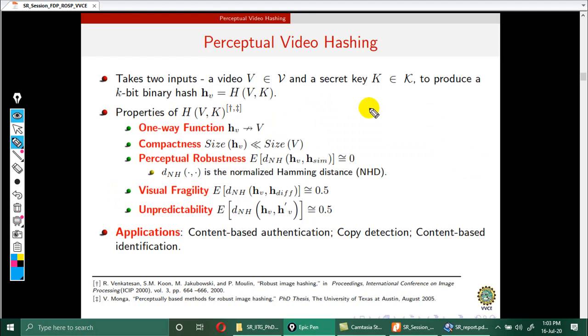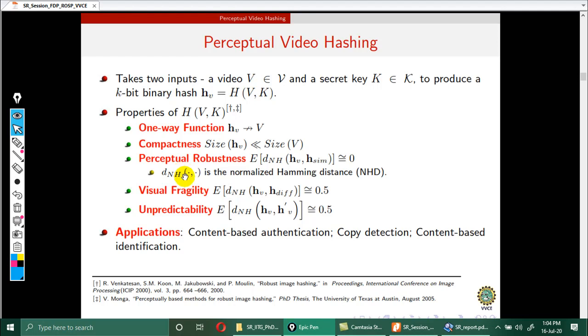What are the desirable properties? It should be a one-way function. That is, I should not be able to get back the video from the hash. Obviously, right? The second thing is it should be compact. That is, the size of the hash must be much smaller than the size of the video itself. The next point is it should be perceptually robust.